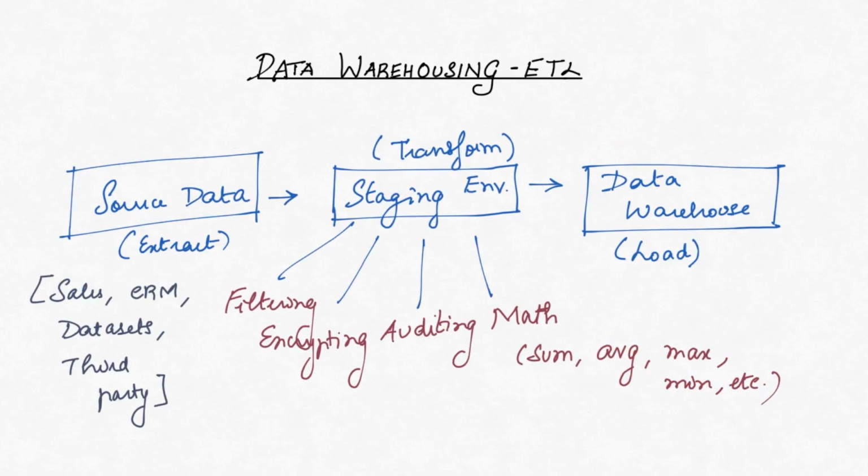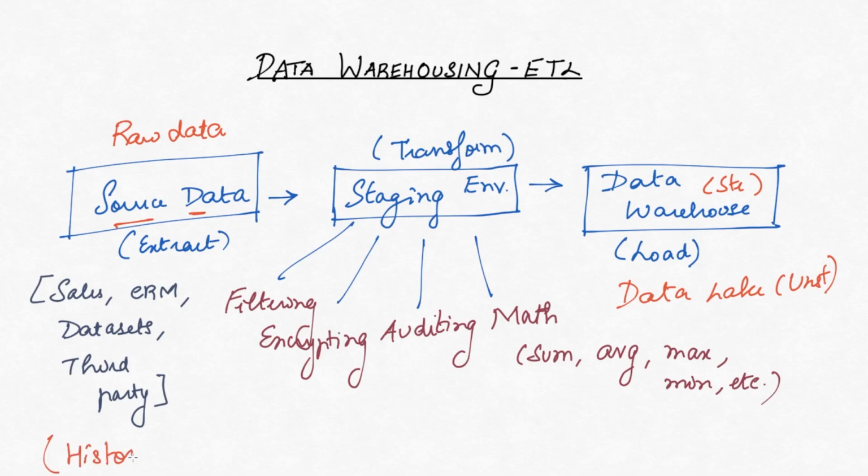So starting from the left, the data sources are pretty much raw data. They can be sales data, CRM data, ERP, third-party data and etc. And can be structured or unstructured. If the data is structured, it is usually loaded into a data warehouse at the end of the ETL process. Otherwise, if it is unstructured, it is loaded into a data lake. This source data can be historical data or streamed real-time as well.